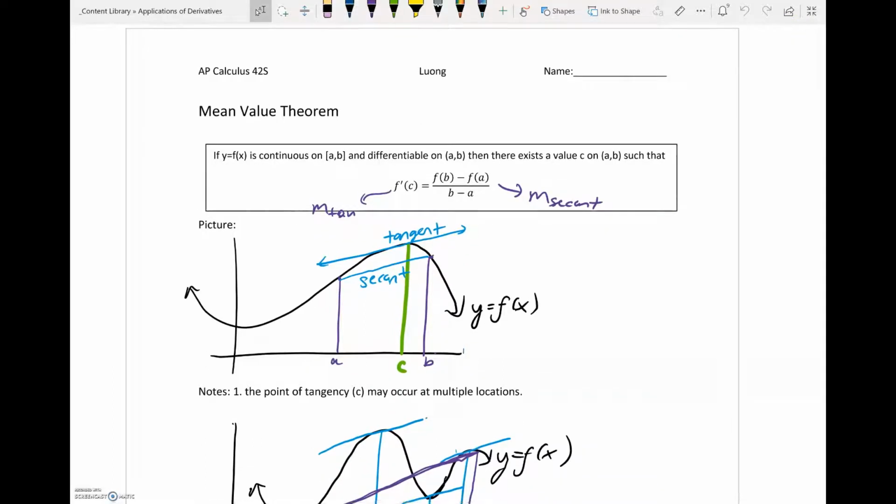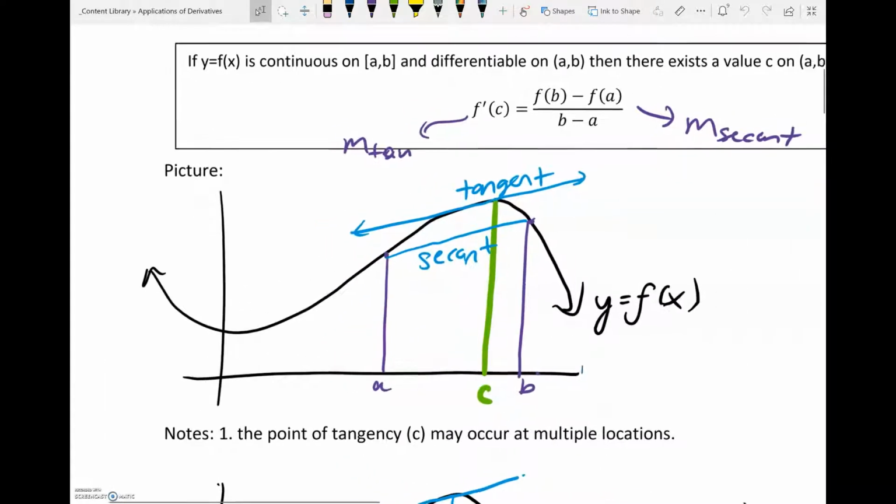In this video, we're going to look at a new theorem called the mean value theorem. The mean value theorem states that if a function is continuous on a closed interval and differentiable on the open interval, then there is a value c in that interval where your tangent line will have the same slope as your secant line. This will make more sense if you look at this picture down here.